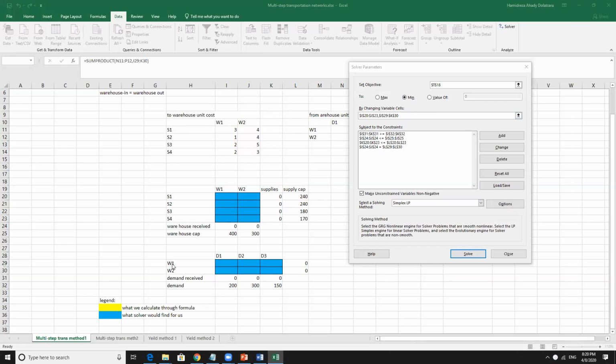W stands for warehouse, D stands for demand, and S stands for supply. So in the first cell, you see how much goods you send from the first warehouse to the first demand. Second cell, how many you send from the first warehouse to the second demand, and the same up to the end.